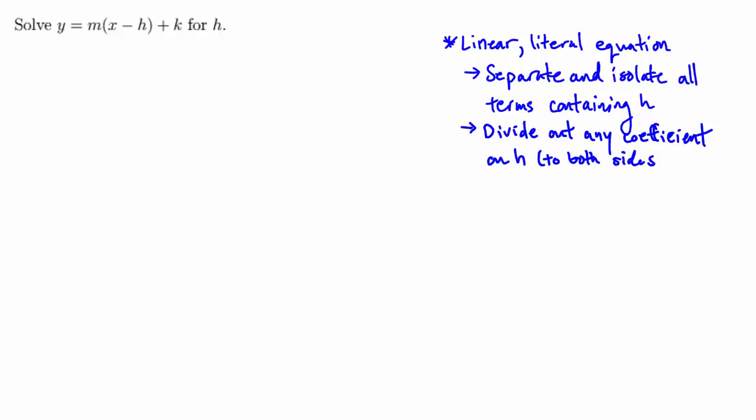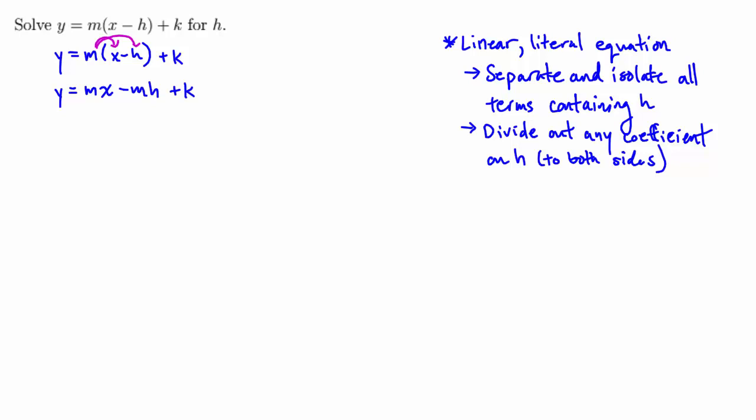Okay, so let's get started in applying these. Well, let's take this y equals m times that expression x minus h inside parentheses plus k. We want to access h, but it's inside these parentheses where we have x minus h. So the first thing we'll want to do is distribute that m across that expression x minus h. That will give us y equals mx minus mh plus k.